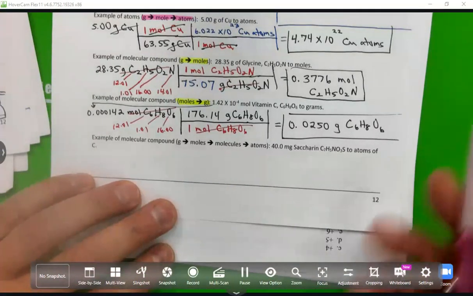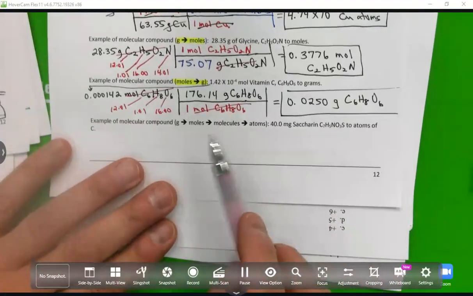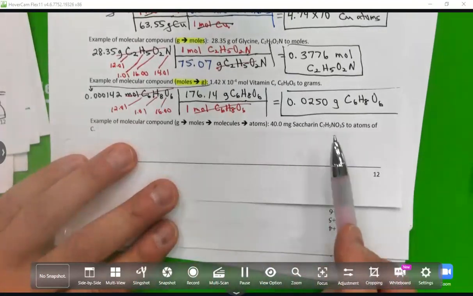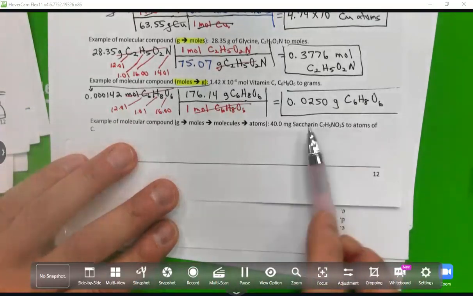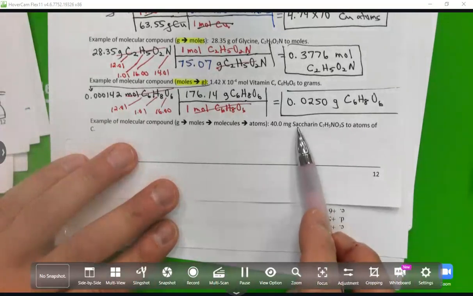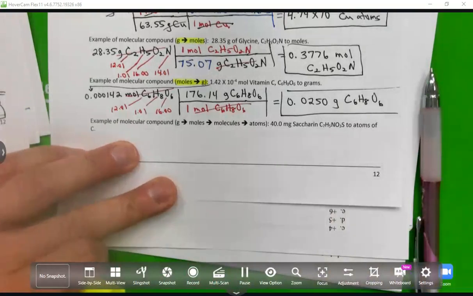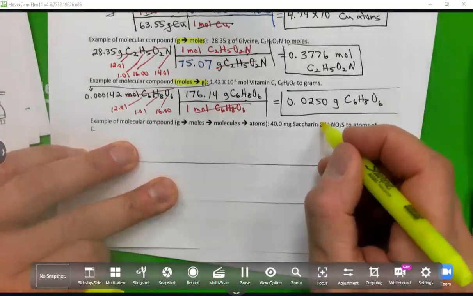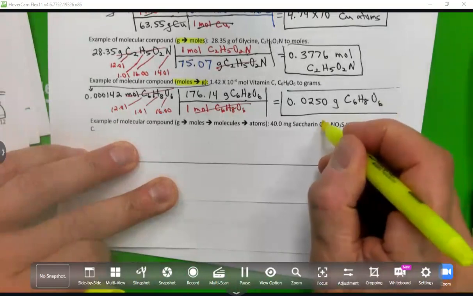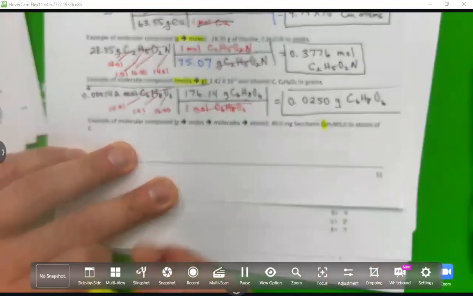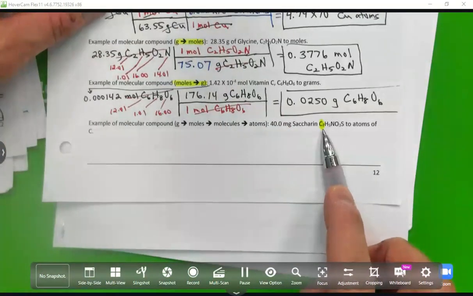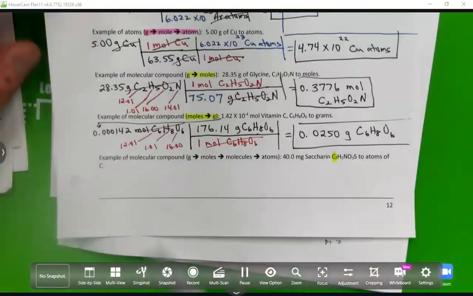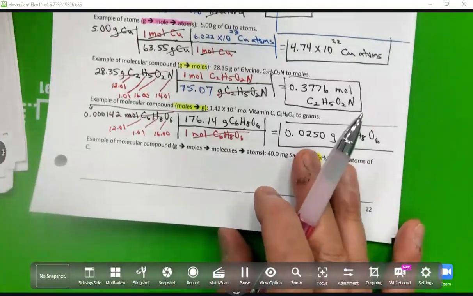All right. This looks a little bit ugly. You've got 40 milligrams of saccharin. You want to know how many atoms of carbon. We only want atoms of carbon, and we know at the end, every time we have one molecule, we've got 7 carbon atoms. We're going to have to use that at the end. And we're going to need all the room we can get. So we are going all the way to the left here.